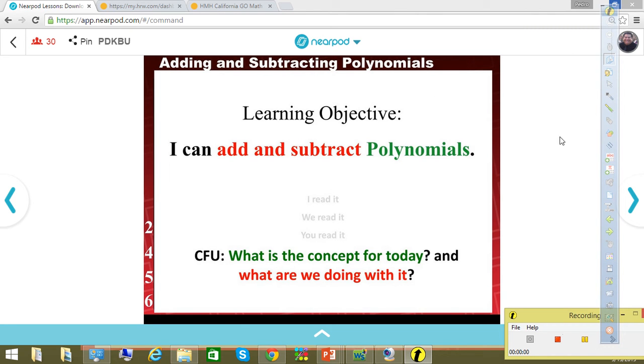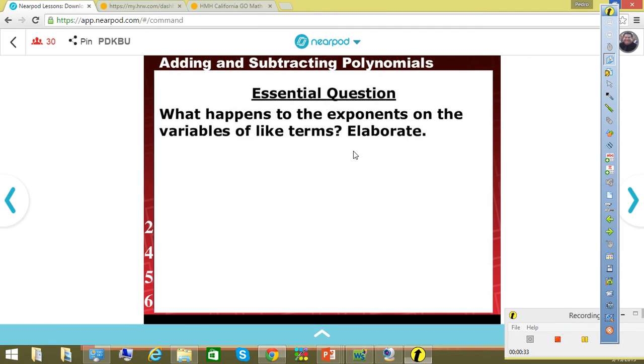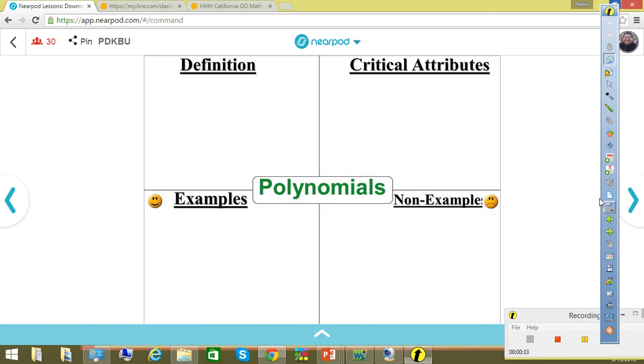So, polynomials. Essential question for today: What happens to the exponents on the variables of like terms? What happens to the exponents on the variables of like terms? Elaborate. So in your Frayer model, polynomials. Think about the definition. One of the questions from last night's homework was asking you the definition of polynomials. So think about it. What are polynomials? And write it in there, please. Go.